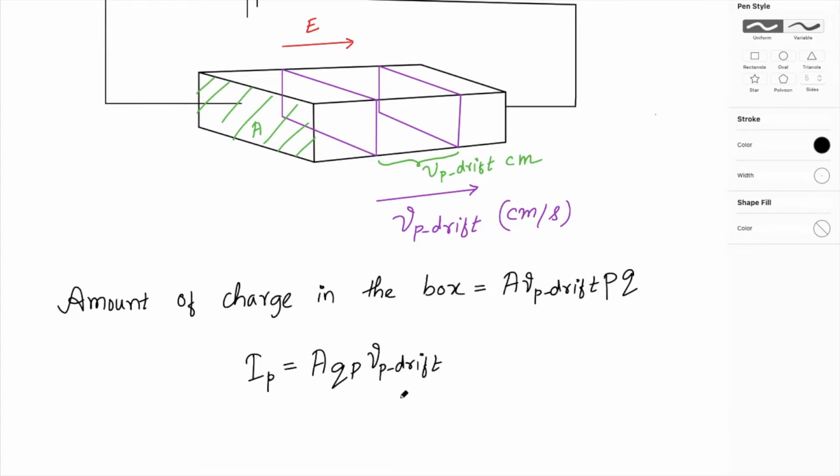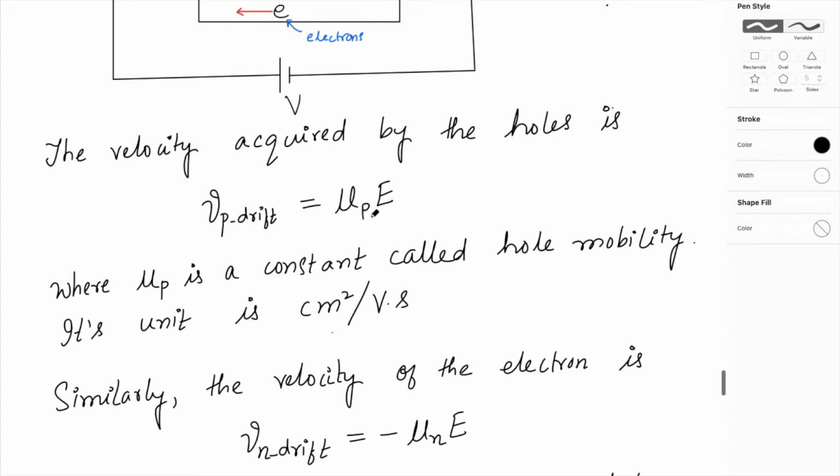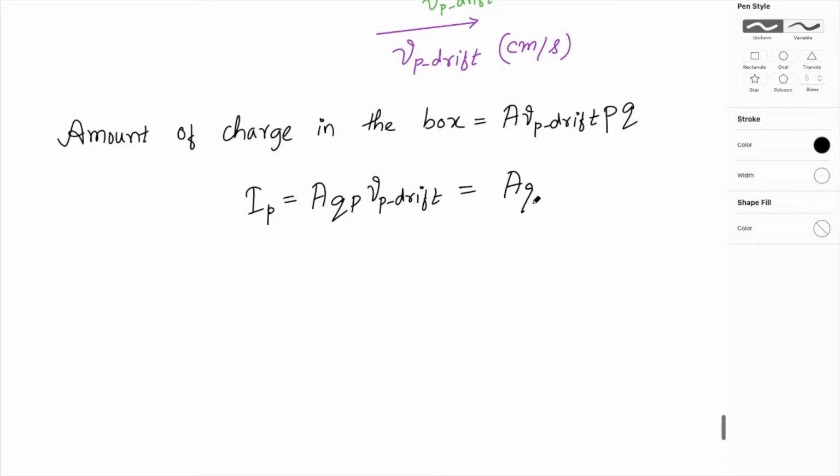Again here I have just rearranged it. Okay, and it is equal to, if I substitute this one with the expression that I have got, basically this one, mu p into E. So let's substitute this one with this expression. So it will be A Q p mu p into E. Okay, so here we are very clear.